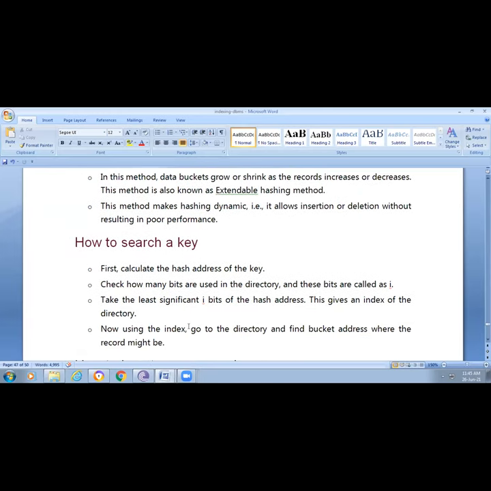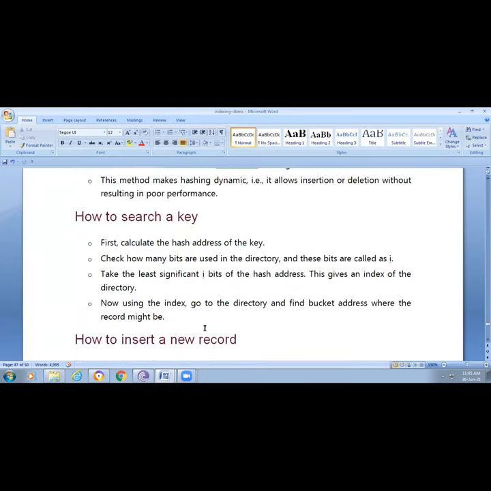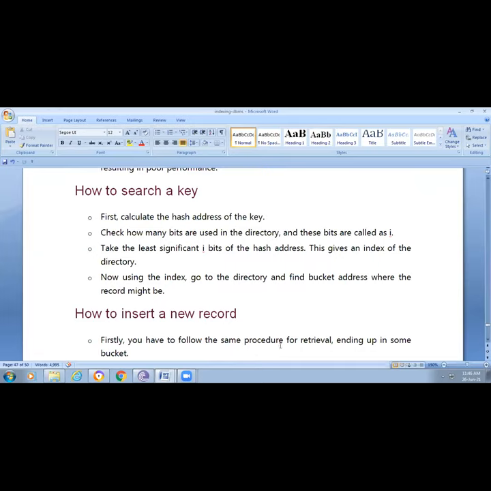Okay. So how are we searching for the key? First calculate the hash address of the key, and check how many bits are used in the directory; these bits are called i, nothing but the index. Take the least significant i bits of the hash address. This gives the index of the directory. Now using the index, go to the directory and find the bucket address where the record might be. So here is how we find our required record in the case of dynamic hashing.